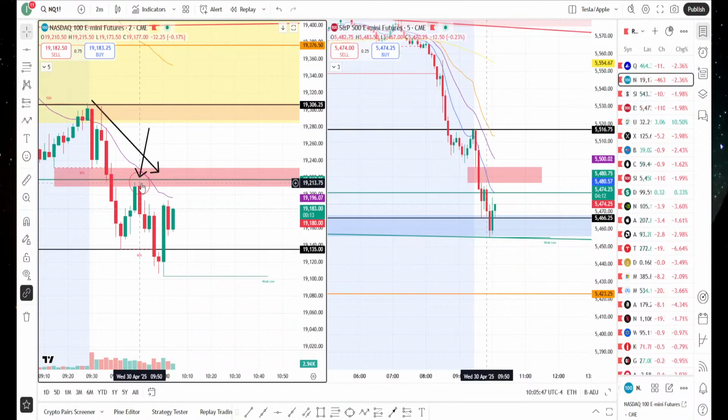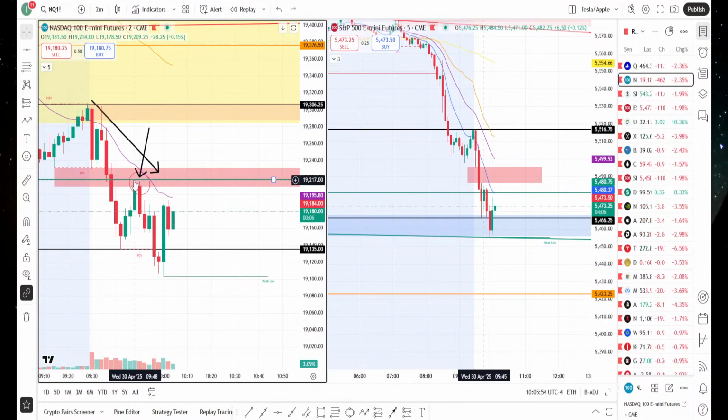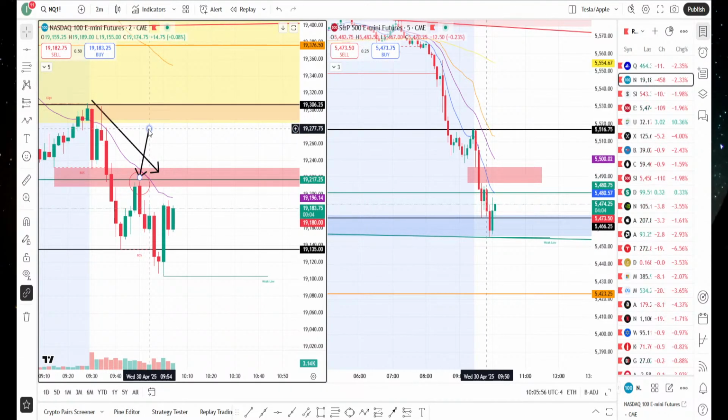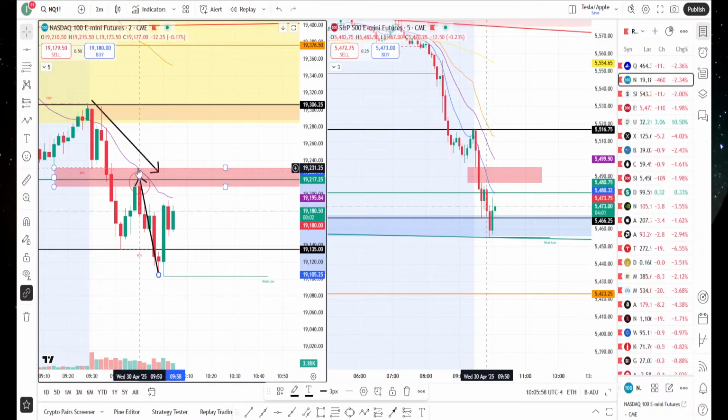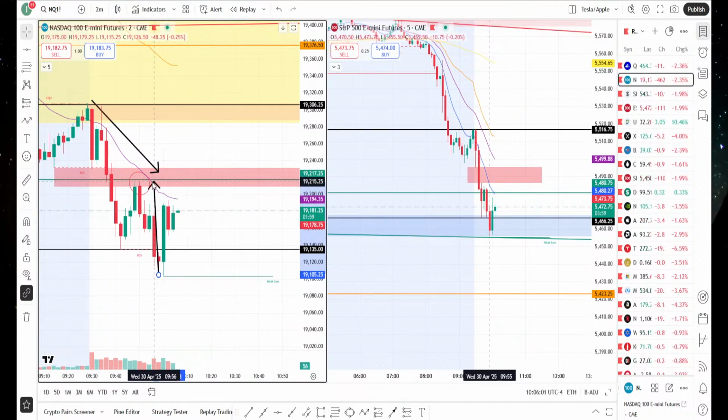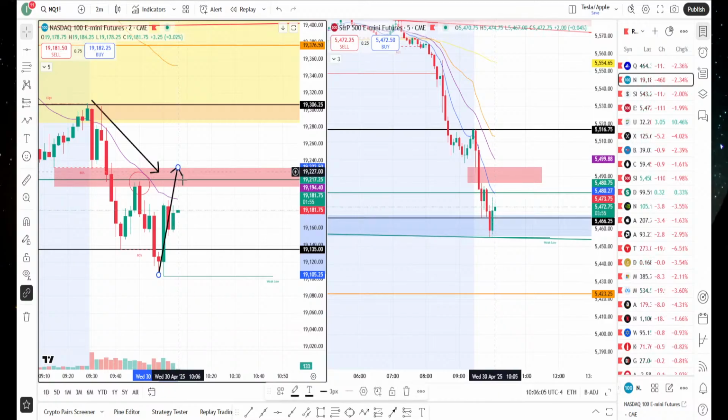Right, so it looks like we're going straight to where these stops are. So like I said, if I enter short there and I put my stop above this candle, this instrument will often come back and hit your stop.